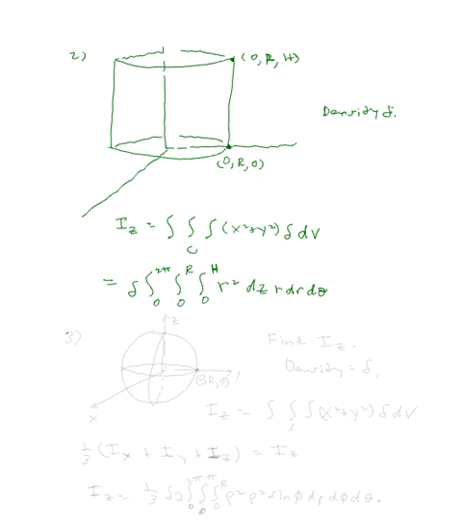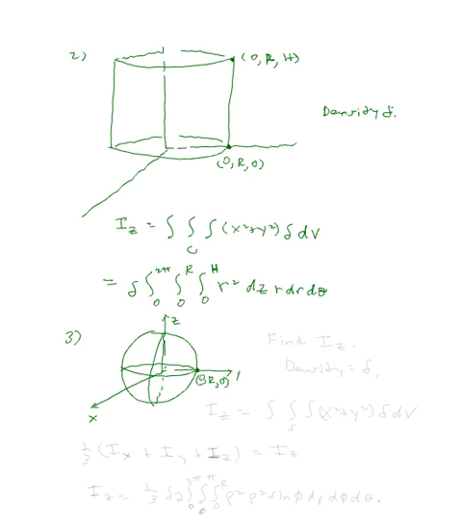Now, as a final example, let's consider the sphere of radius big R, centered at the origin. So here's your sphere. Radius big R centered at the origin. So let's see, this point here would be 0, R, 0.